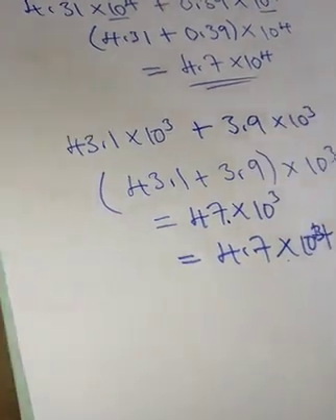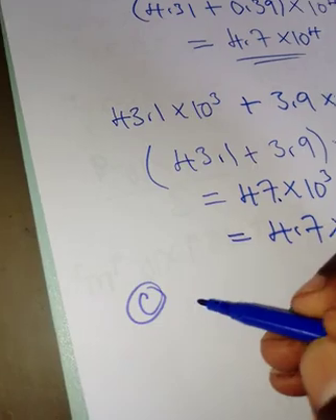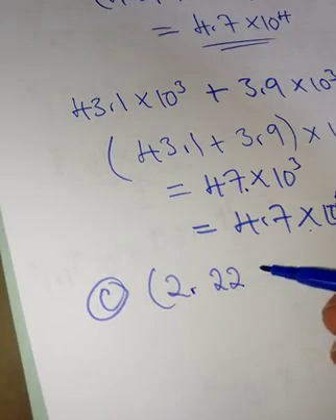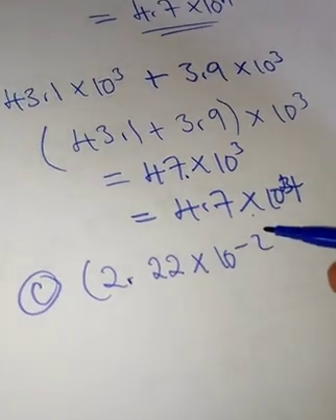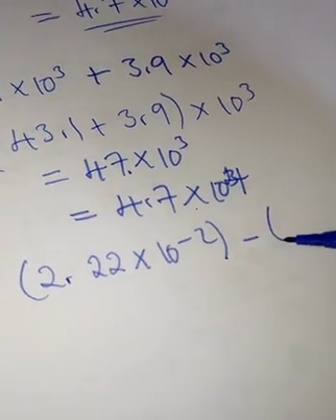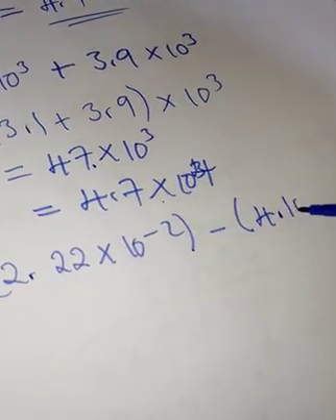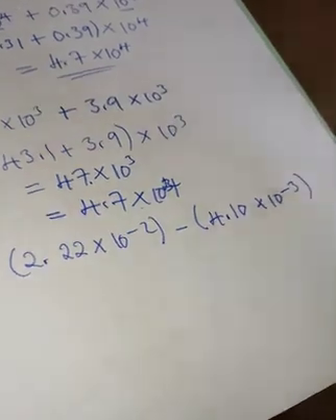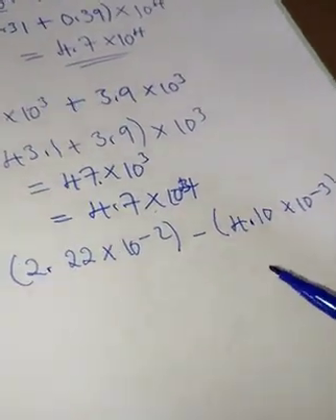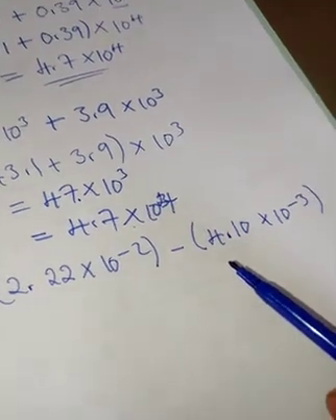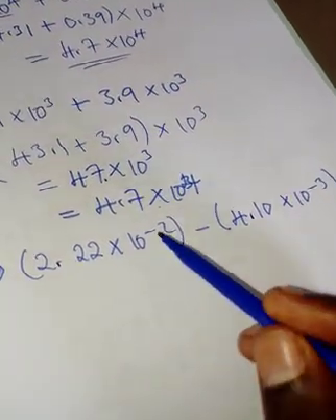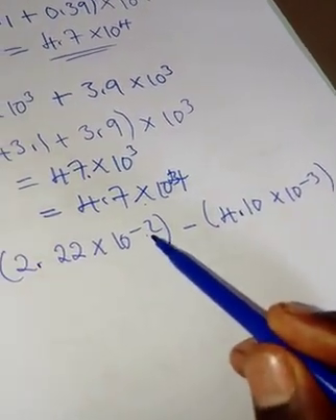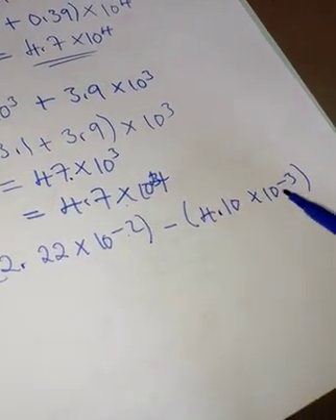Okay, let's look at another one. So for C, let's say we have 2.22 times 10 to the power negative 2. This one minus, let's say 4.10 times 10 to the power negative 3. Okay, we're handling this one. In this case, we are subtracting. So even for subtraction, ensure that the powers of 10 are the same. So this is negative 2. That is what? Negative 3, right?